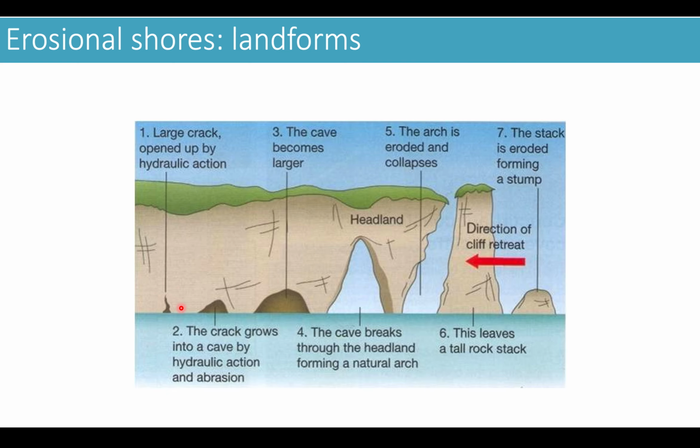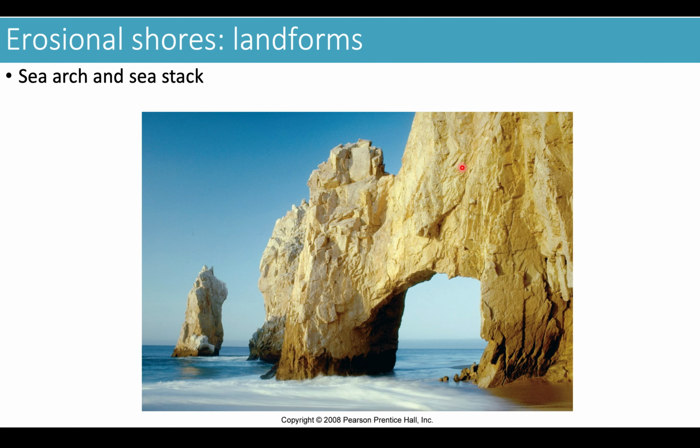And then as erosion continues, that crack is going to grow into a little cave. The cave is going to become larger. With more and more erosion, the waves are actually going to punch through the cave. This would be an arch, a sea arch. So the waves will punch through the cave, and then over time it will be eroded even more until it collapses, and then we'd have a sea stack right here. This sea stack will experience even more erosion, and eventually it will just be a little stump, as they call it. So here is a picture of a sea arch.